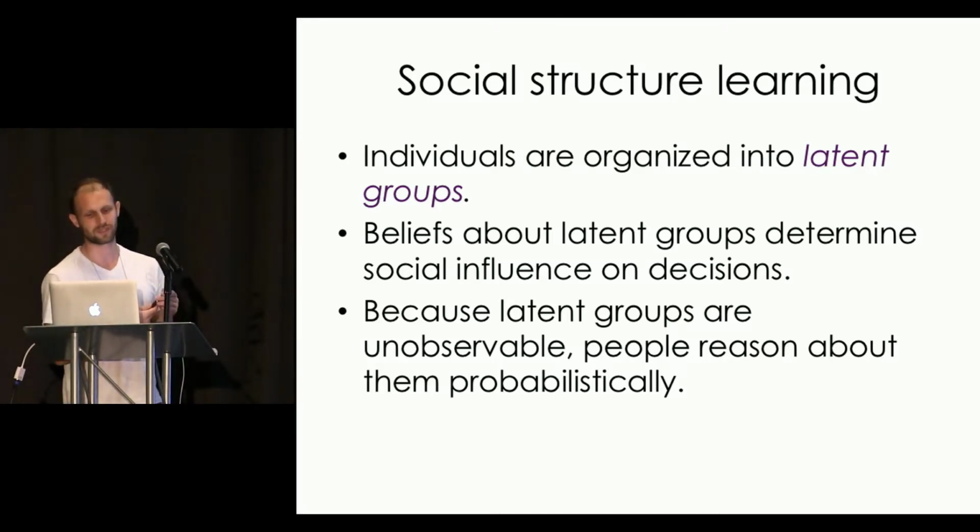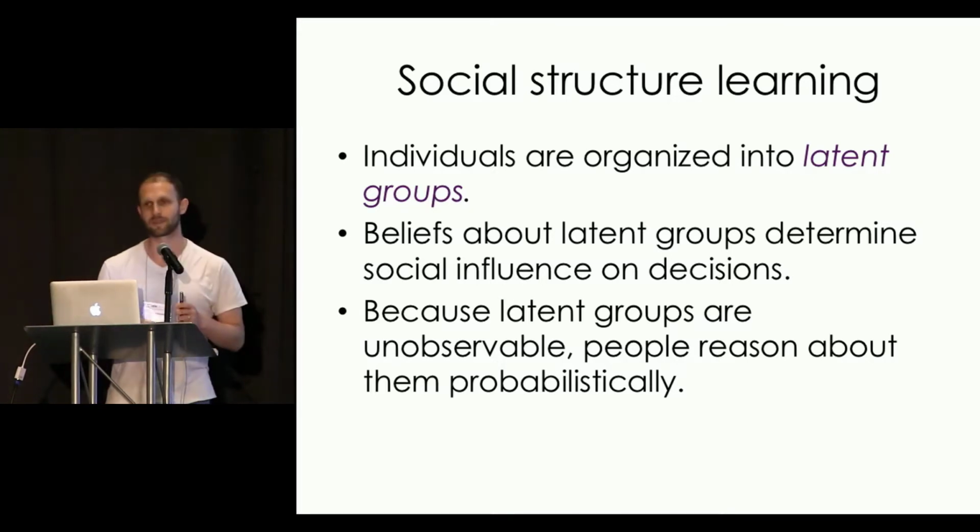as social structure learning. The basic idea is that individuals are organized into latent groups, and beliefs about latent groups are going to determine the social influences on decisions. Importantly, because latent groups are unobservable by definition, people have to reason about them, and I'm going to claim that they reason about them probabilistically.